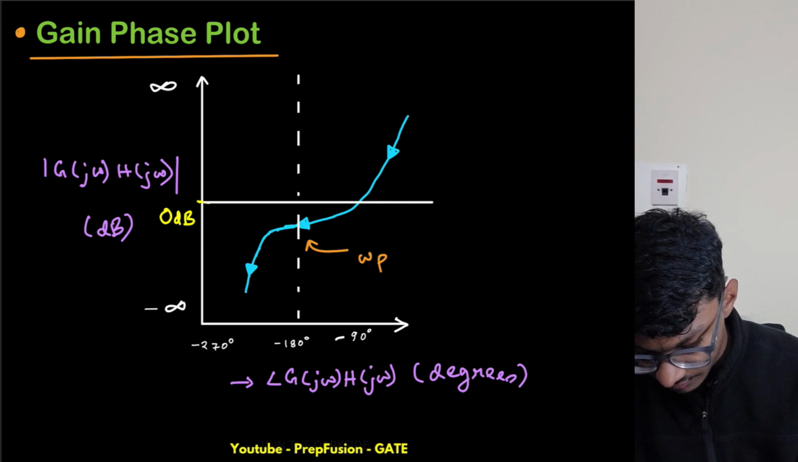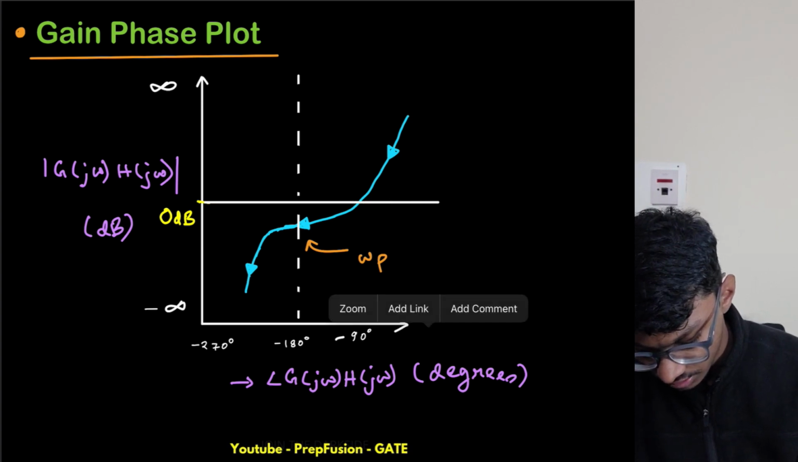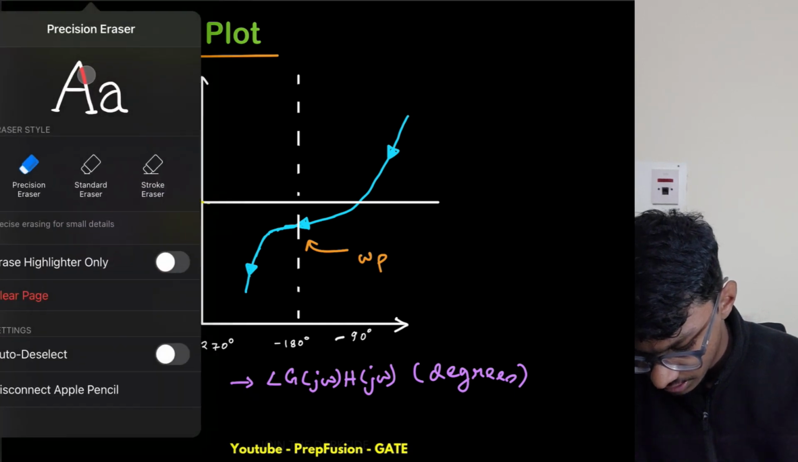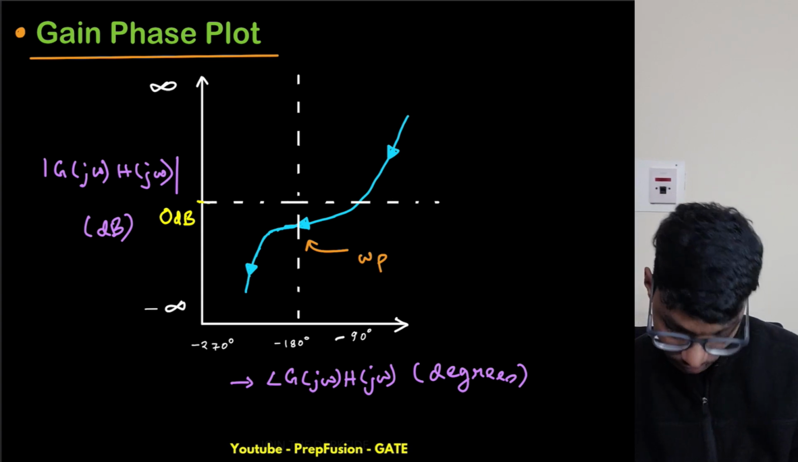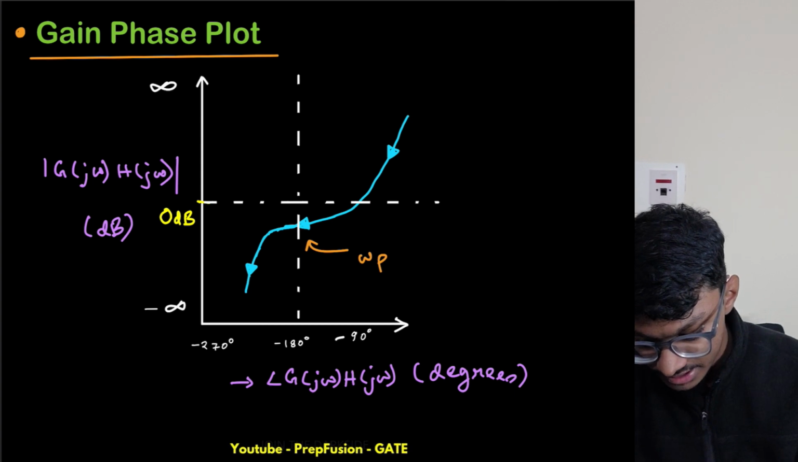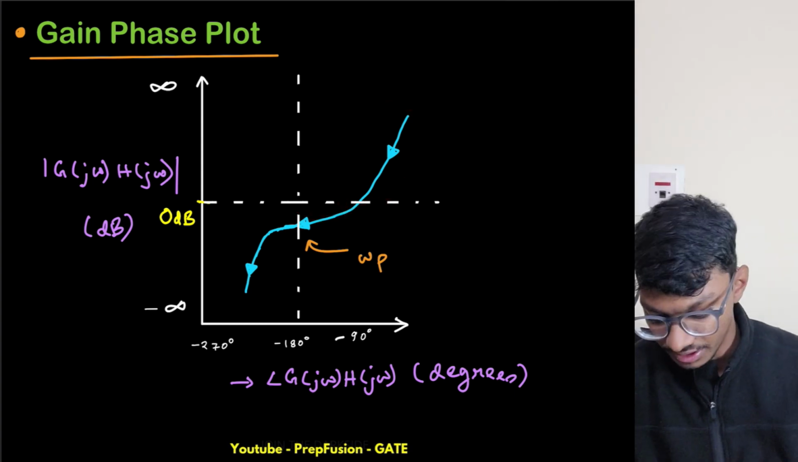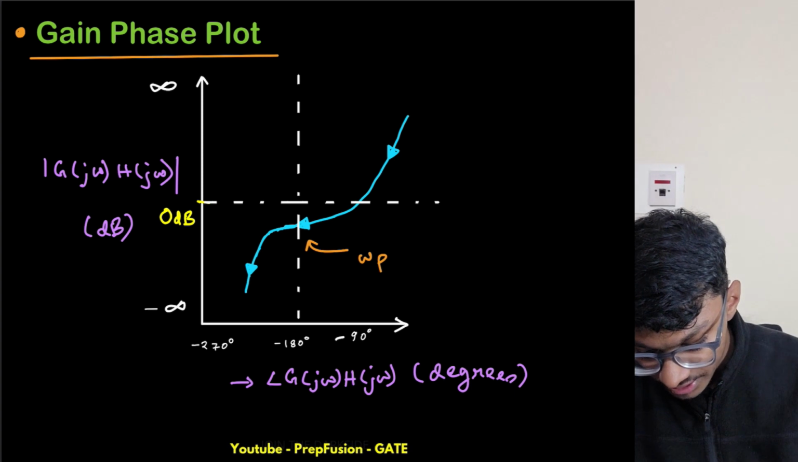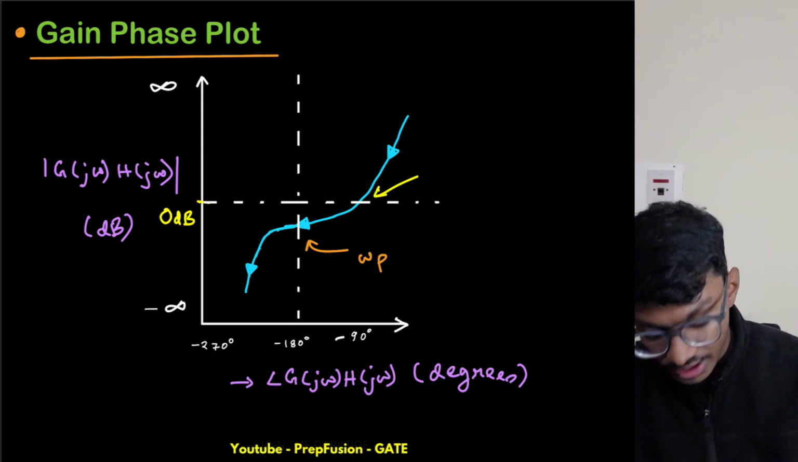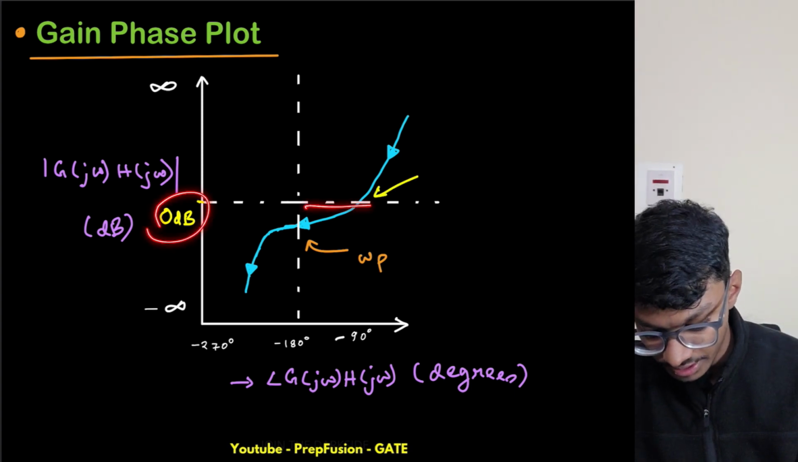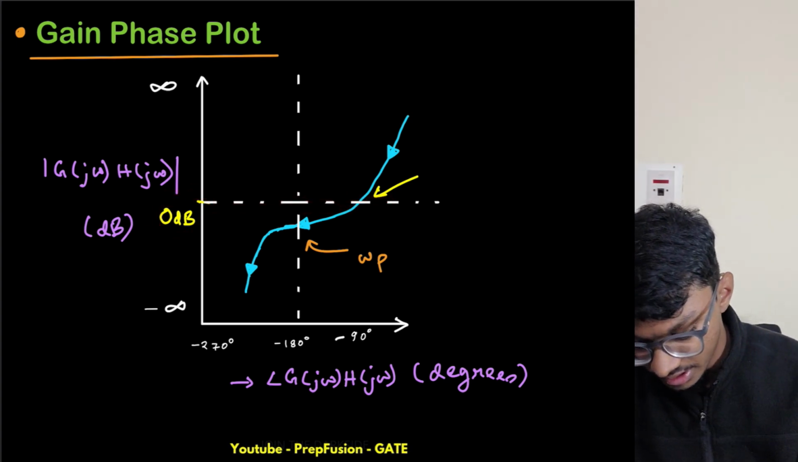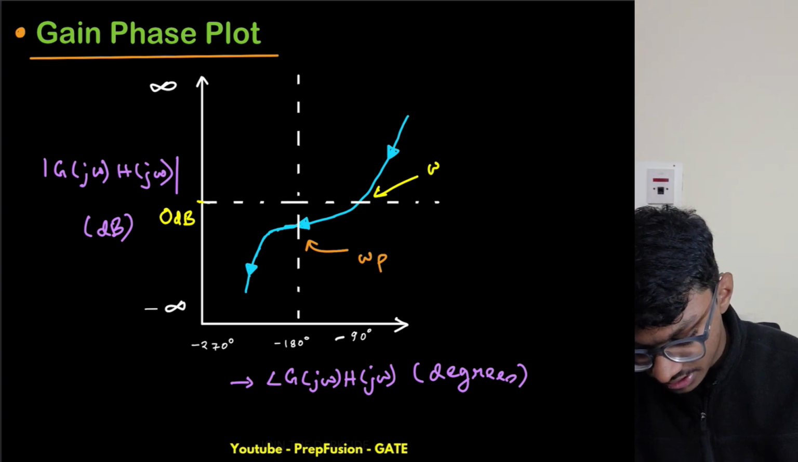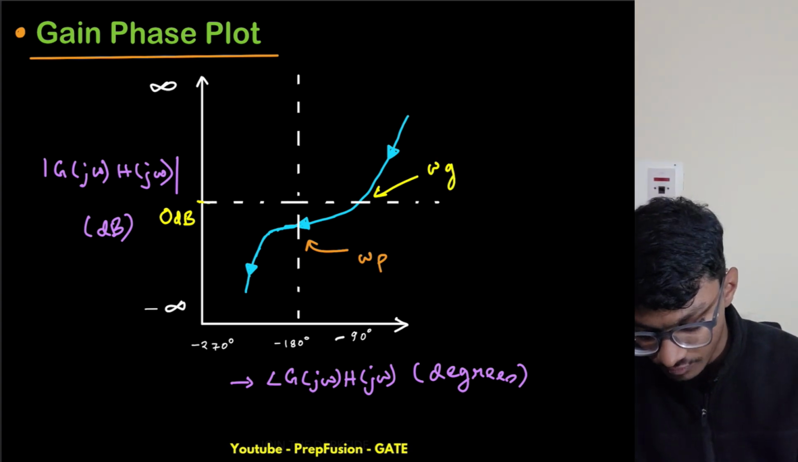Now if I draw a straight line parallel to the x-axis, it is cutting my OLTF characteristics at this point. So at this point, what is my frequency? The gain at this point is 1, right? Whatever the phase may be, I don't care about the phase, but the gain I can see is 1. So the gain is 1.